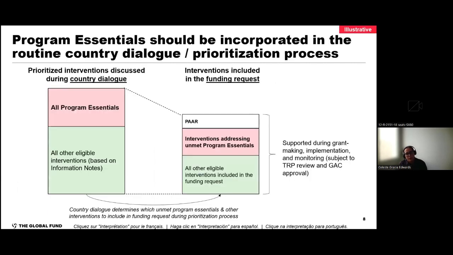So this is how the countries should discuss program essentials. Basically, it's important to discuss this during country dialogue to see what is the level of advancement of program essentials in country, and to see which other eligible interventions are going to be needed to be included in the funding request. So after all these discussions, some of the interventions are going to end up in the funding request. We know that we are not going to be able to fund everything in the funding request, so some of the interventions, either program essentials or other eligible interventions, can end up in the PAR as well. Next slide, please.